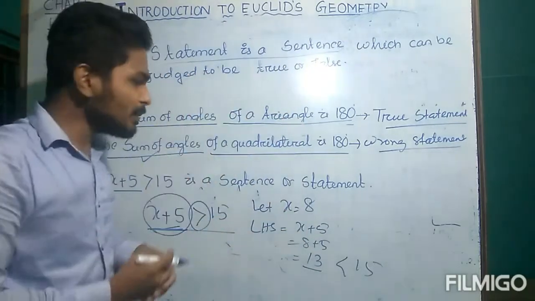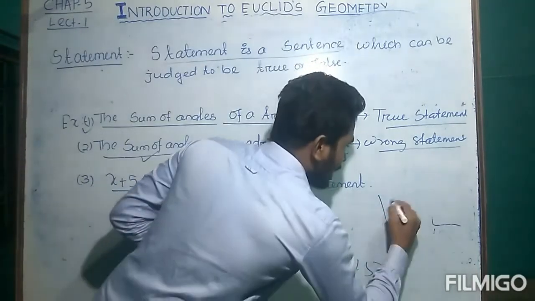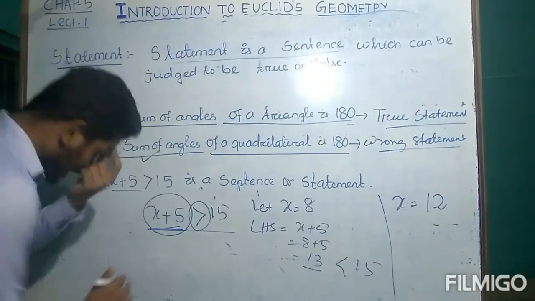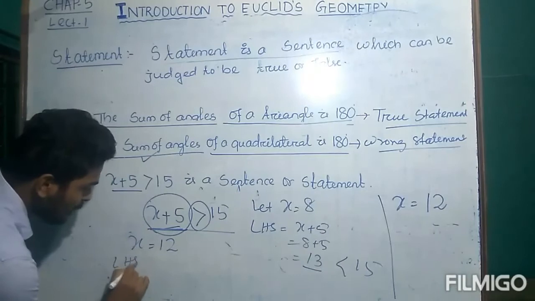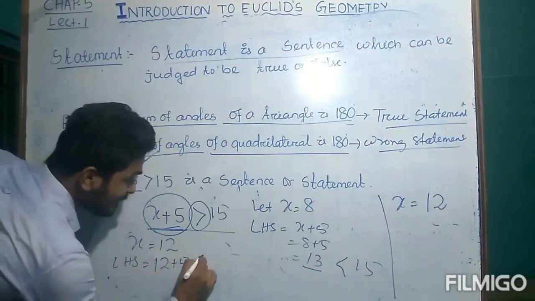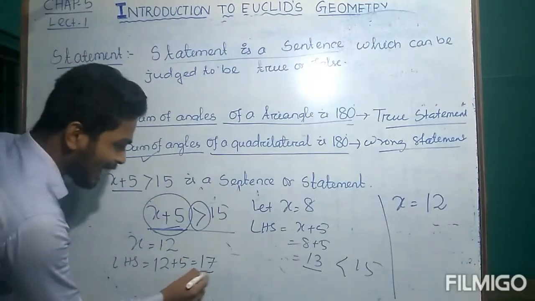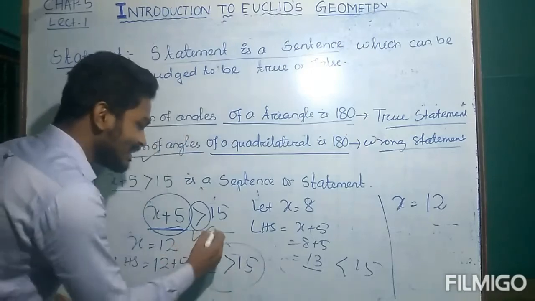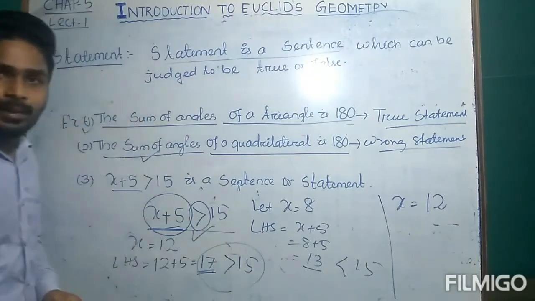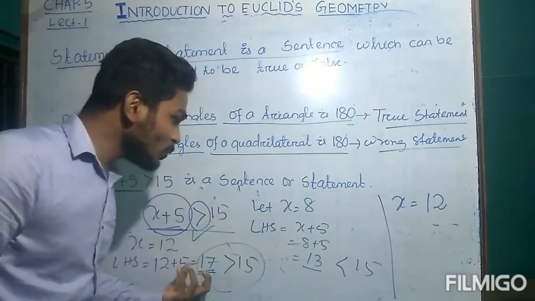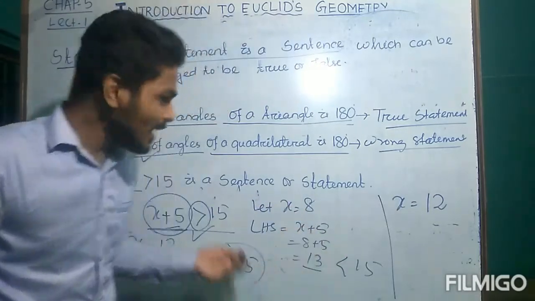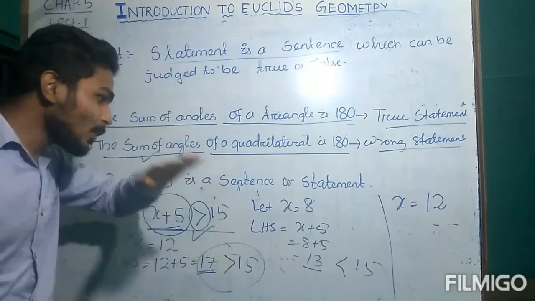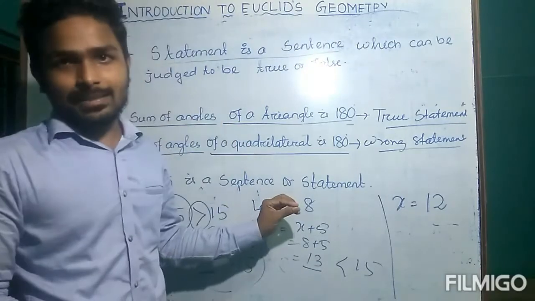But let us take some more values of x. Suppose someone puts x as 12. Then our LHS will be how much? 12 plus 5, that is 17. Now you know that 17 is greater than 15. That means this sentence is true. So this sentence is sometimes true and sometimes false. We cannot say this sentence is always true or always false. That is why it is not a statement, it is only a sentence.